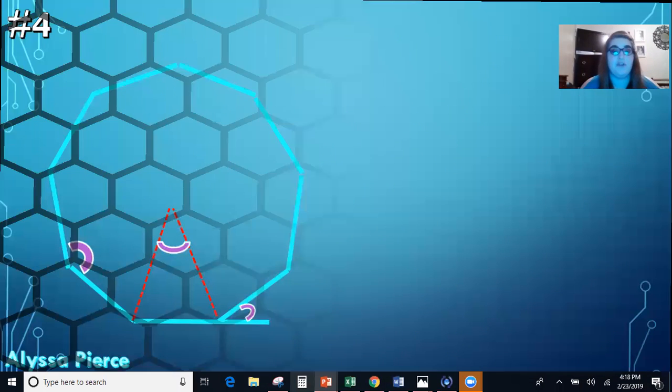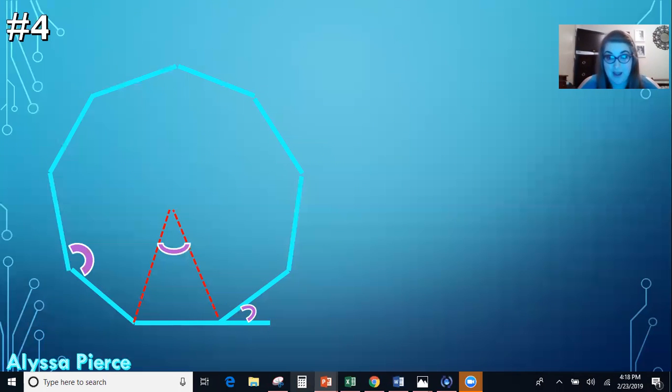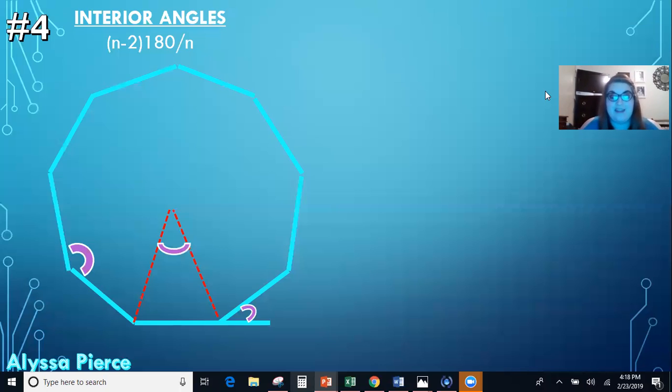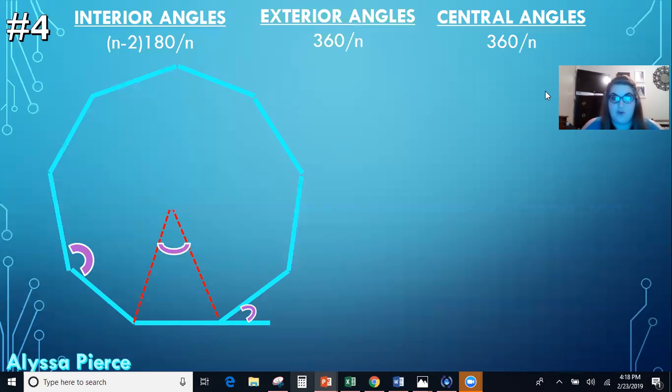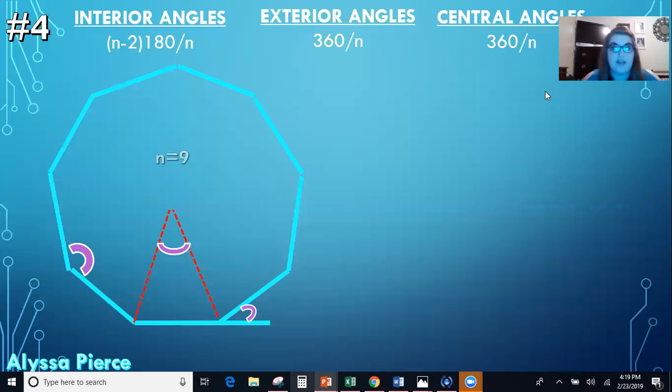And for this problem, we have something similar, except we're going to find the interior angles, the exterior angles, and also the central angles. So let's go ahead and look at those formulas. For interior angles, we need the formula of n minus 2 multiplied by 180 and then divided by n. For exterior, it's going to be 360 divided by n. And for central, it's going to be 360 divided by n. So what do we need first? We need our n. n equals 9 in this case.